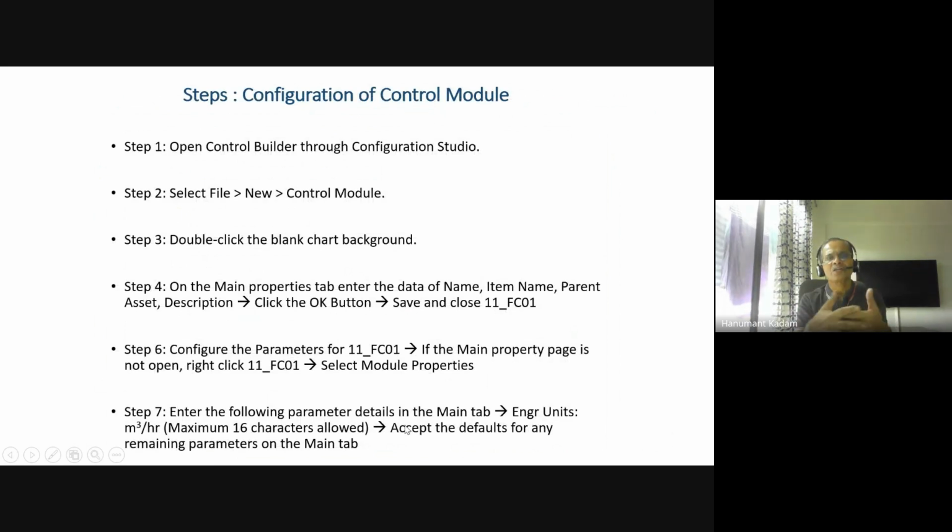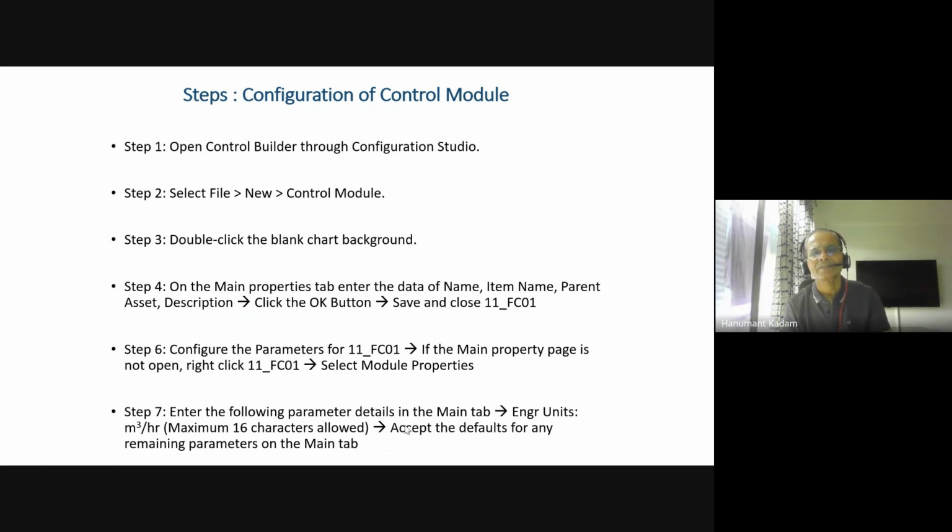So how do we first configure the control module? The actual control module is a PIC 103 or LIC 10, like this. First, open Control Builder through Configuration Studio. When we open the Configuration Studio software, in it there is Control Builder, which is the software tool. Select File, then New, and then Control Module.